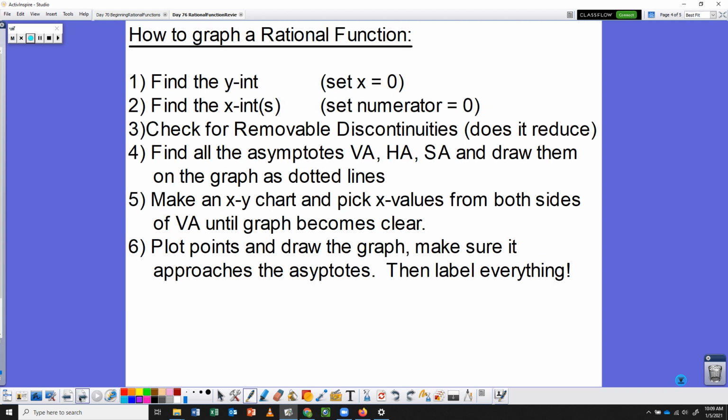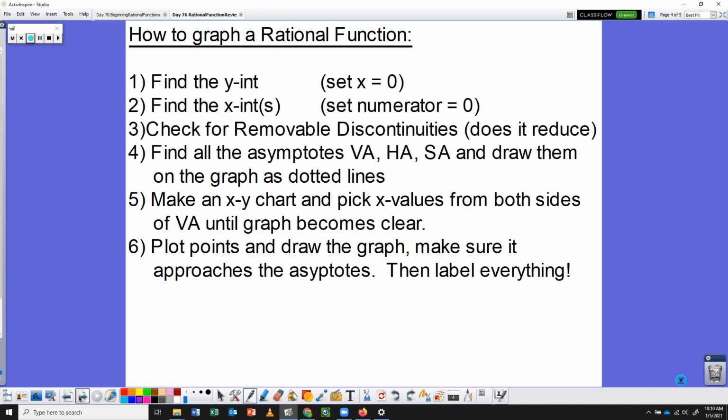Next, we want to talk about how to graph a rational function. That's probably one of the biggest things that we have to do in this unit, is understand the way these graphs look. We always start by finding the y-intercept, and you do that by setting the x value equal to 0. The next thing you're going to do is find the x-intercepts, and you do that by setting your numerator equal to 0. The next thing you're going to do is check for removable discontinuities.